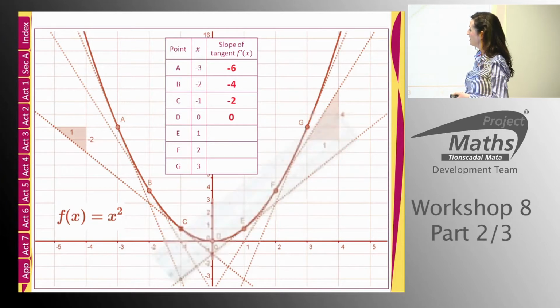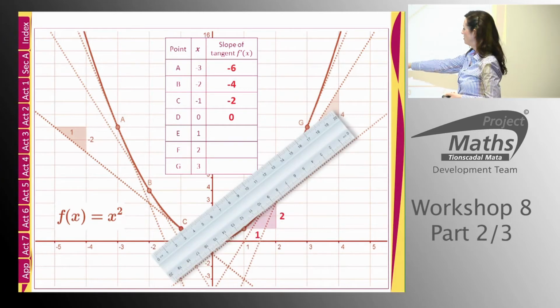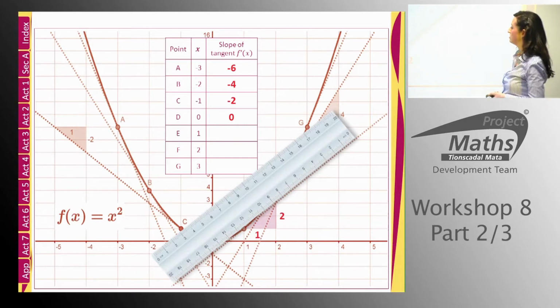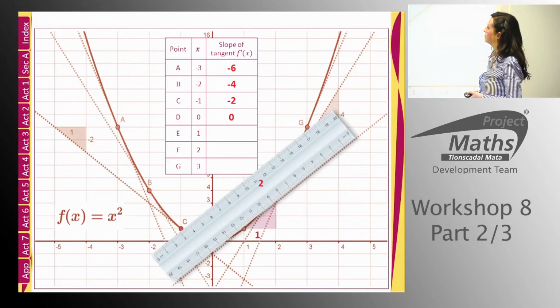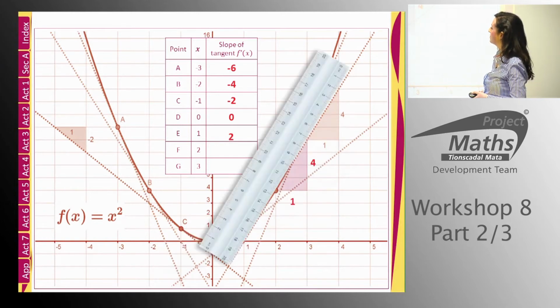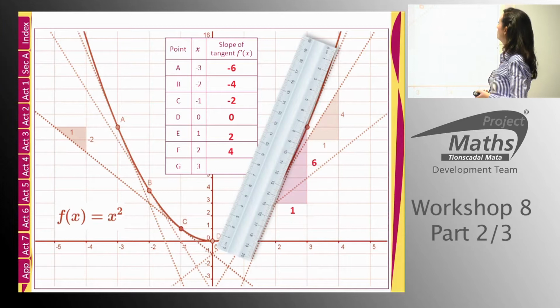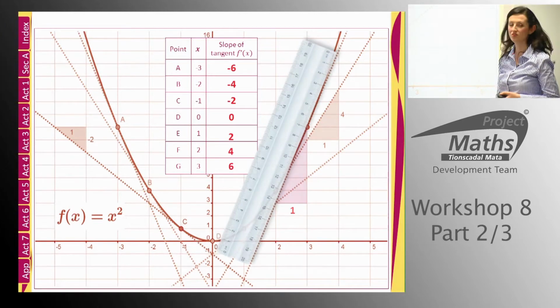Okay, now coming over here on E, then we have rise is 2 and run is 1. So our slope is 2. And then our slope is 4. And then our last one, at that point, the slope of our tangent is 6. Okay.